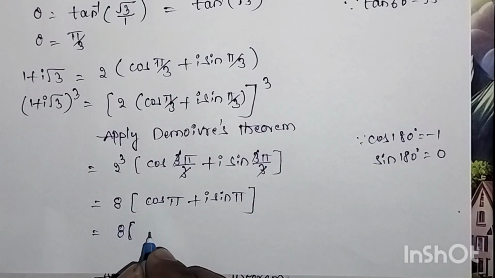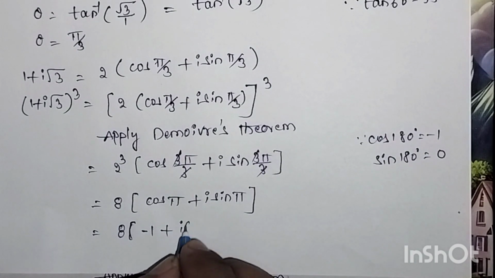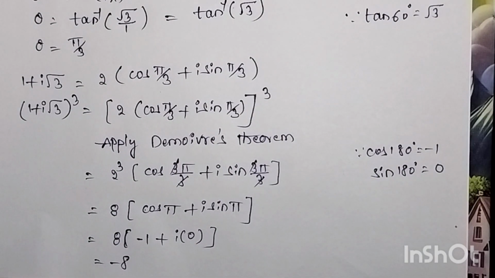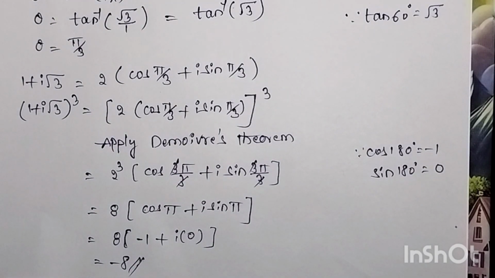8 into minus 1 plus i of 0, that equals minus 8. This first problem is completed. See the next problem.